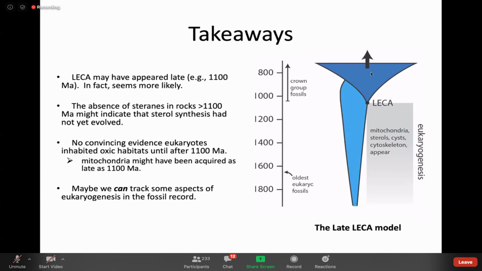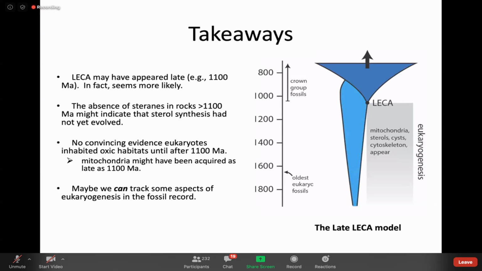Susanna, thank you for the great talk. Very interesting. I'm curious about your model of the late LECA. I think it's possible, and I think it has been done, to trace separately these features of modern eukaryotes, such as mitochondria, sterols, cytoskeleton, and maybe indeed molecular data will also show different timing. What do you think?